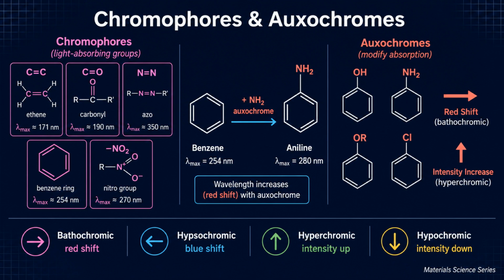Chromophores are functional groups responsible for light absorption, including carbon-carbon double bonds, carbonyls, azo groups, and aromatic rings. Oxychromes modify the absorption of chromophores without absorbing in the near UV or visible region themselves. Groups like hydroxyl, amino, and alkoxy cause bathochromic shifts, moving absorption to longer wavelengths. For example, adding an amino group to benzene shifts the lambda max from 254 to 280 nanometers. Understanding these effects helps predict and tune molecular absorption properties.